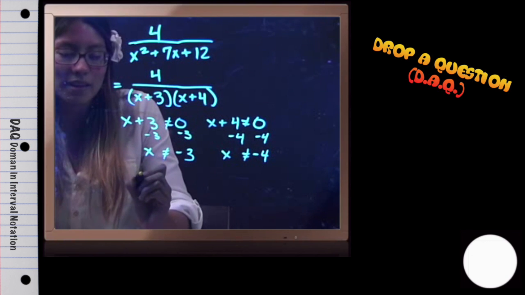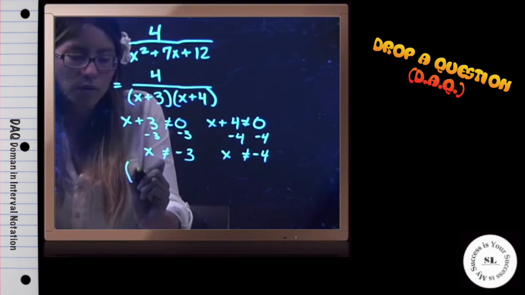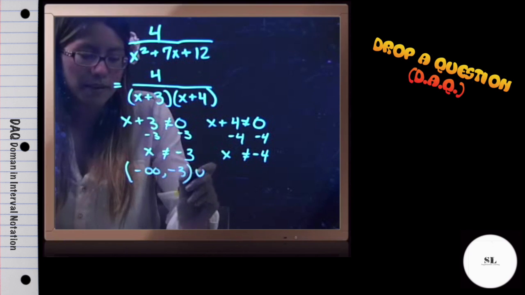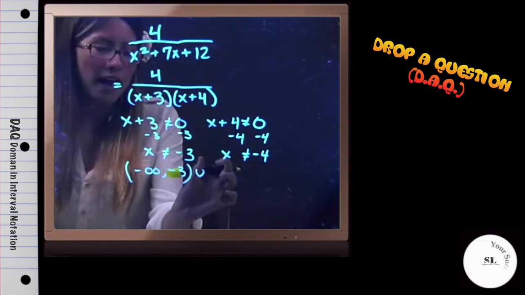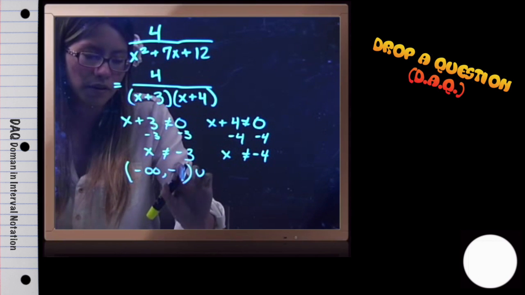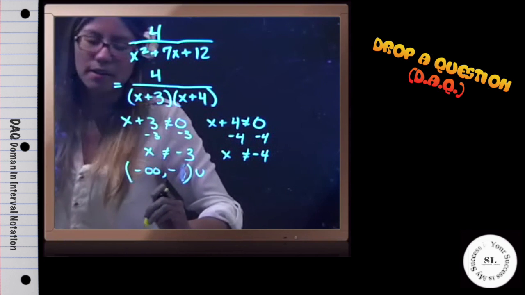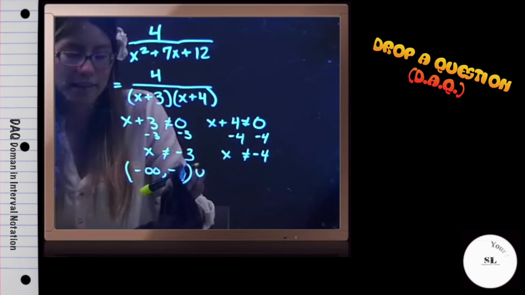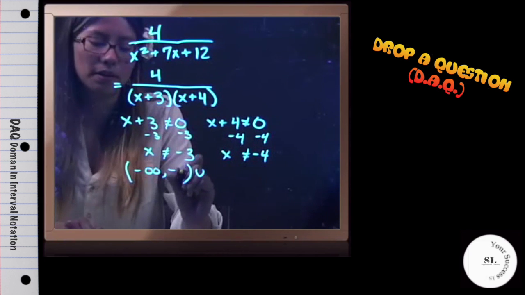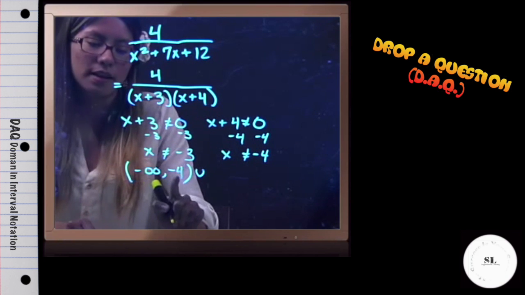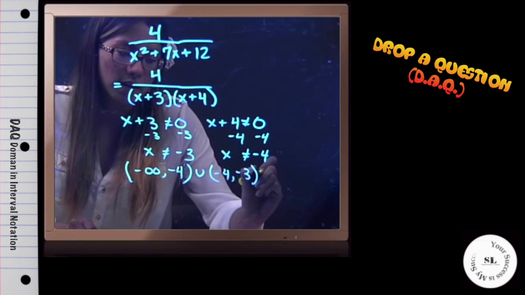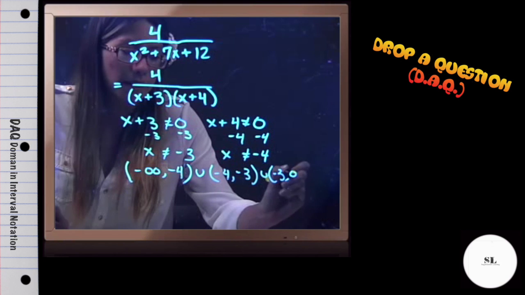And now if we were to write this in interval notation, we want to make sure that we have negative infinity up until negative 3, union, because that's only explaining this. And then we also want to make sure that we capture negative 4, so let me do this in order. If we have negative 3 and negative 4, you always want to make sure you're listing your interval notation from the lowest number to the highest number. So negative infinity to negative 4, union with negative 4 to negative 3, union with negative 3 to positive infinity.